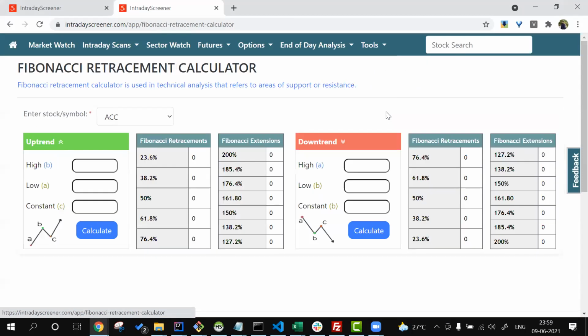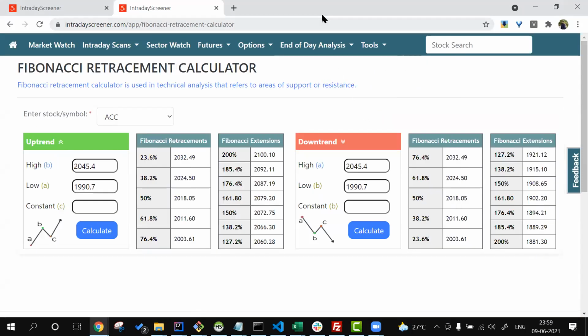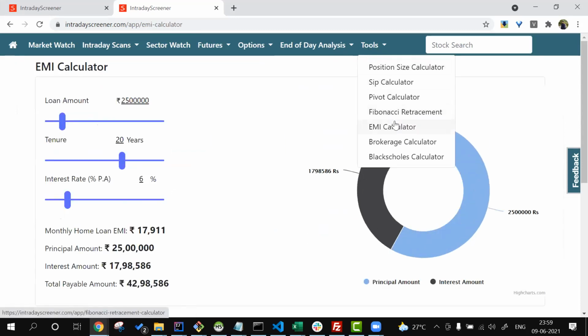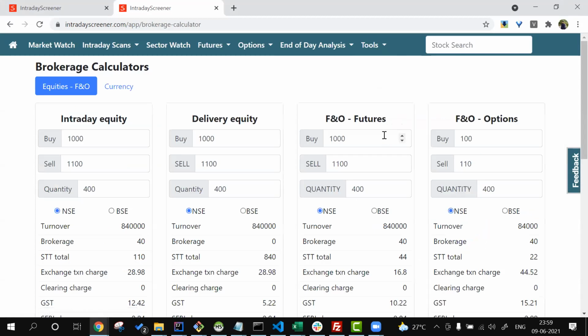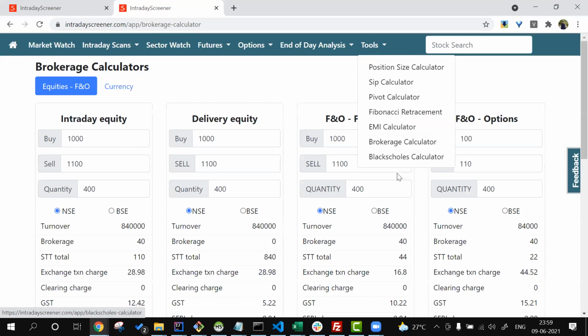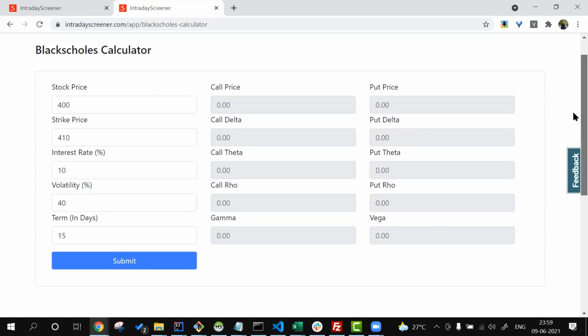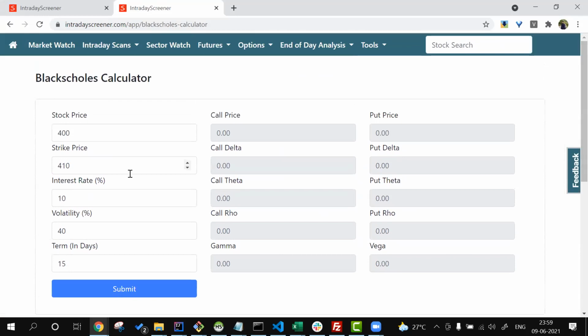The Fibonacci retracement calculator is used to calculate Fibonacci retracement. When the stock is making higher highs and is in an uptrend, you can enter these values and get the Fibonacci retracement or Fibonacci extension. You also have an EMI calculator which you can use to calculate EMI. You have a brokerage calculator which you can use to calculate the brokerage with any discount broker. You also have a Black-Scholes calculator which you can use to calculate options price if you enter all these values.